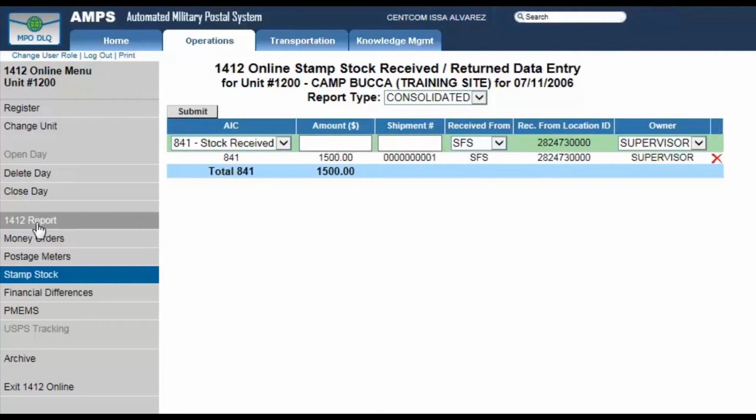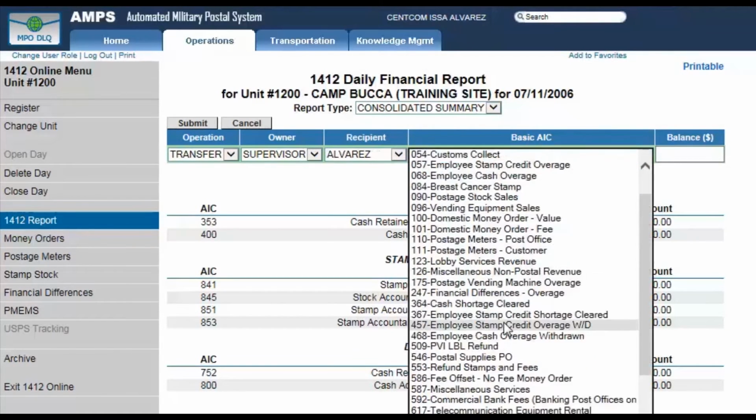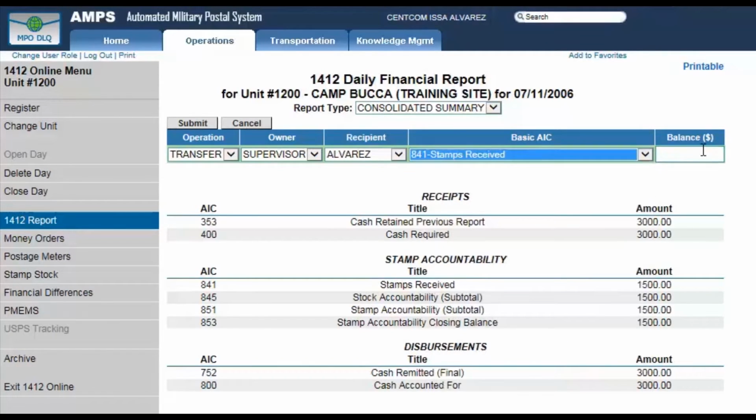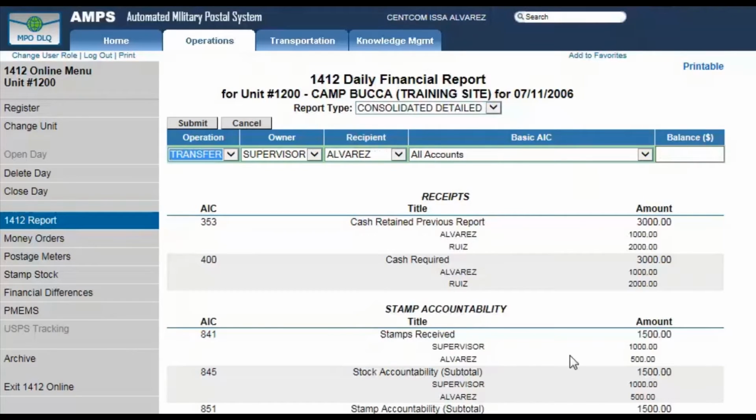Next, we're going to go to your 1412 report. At this point in time, we are going to transfer from the supervisor to your individual clerks. Under the basic AIC, you will select AIC 841, which is stamps received, and you will transfer $500. You will hit submit.